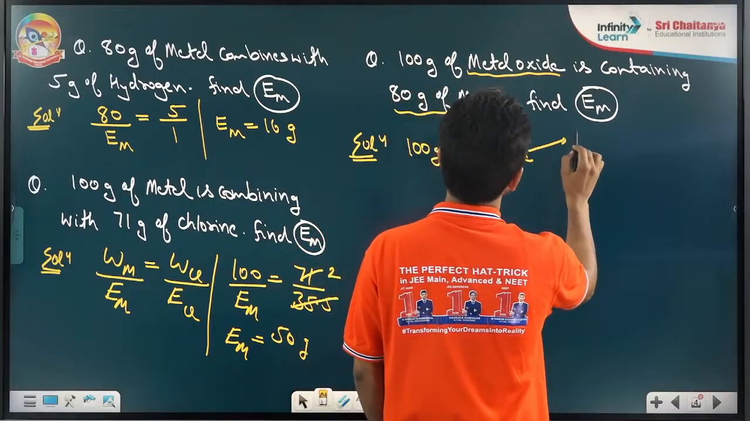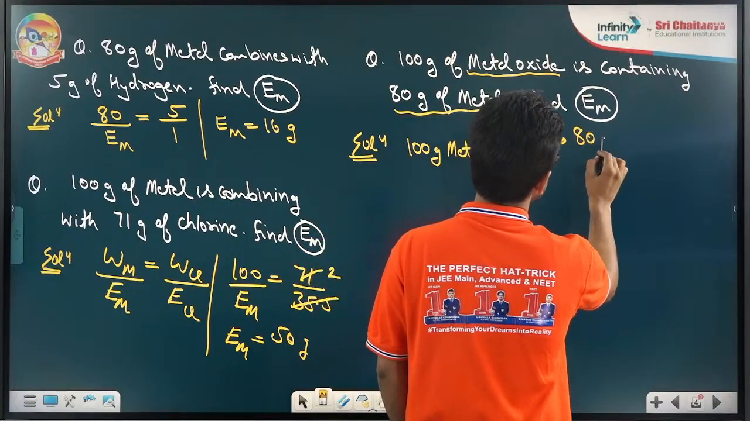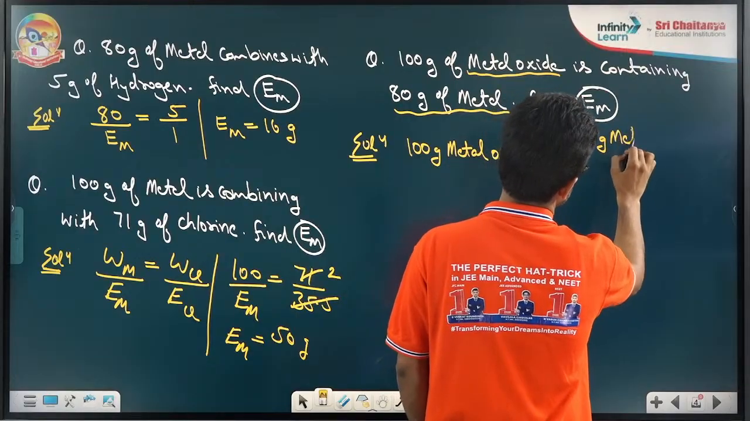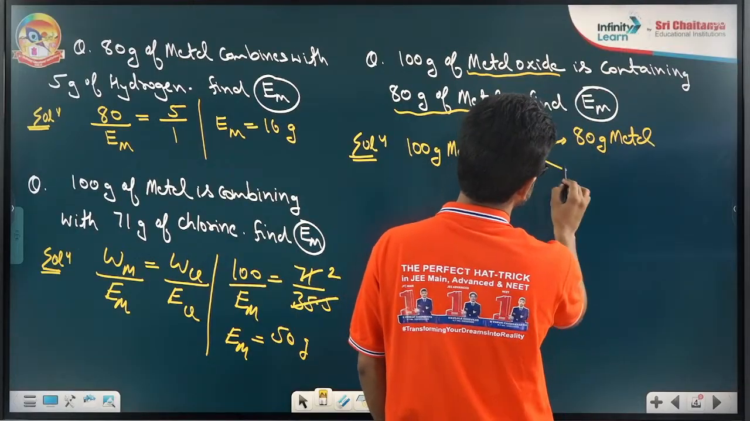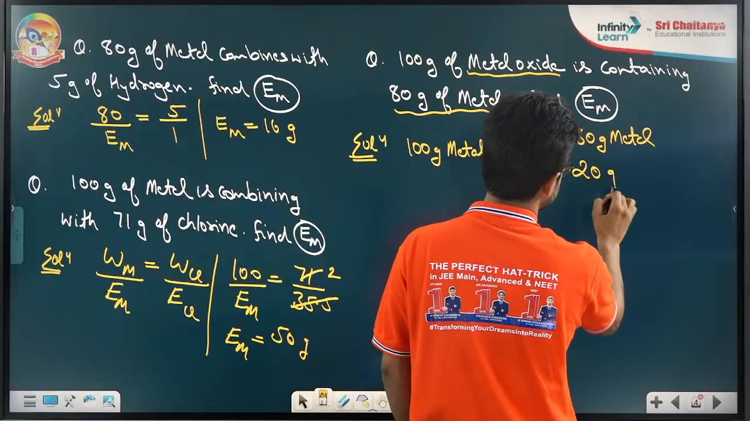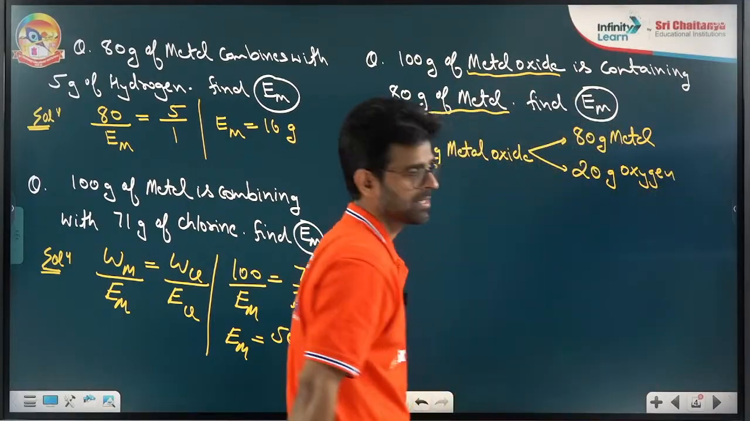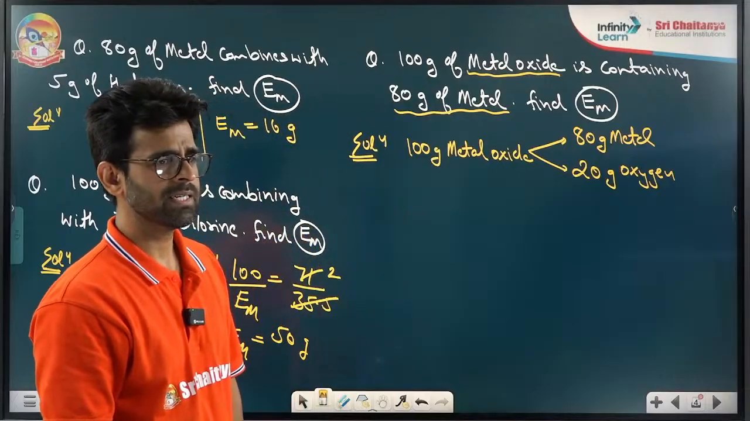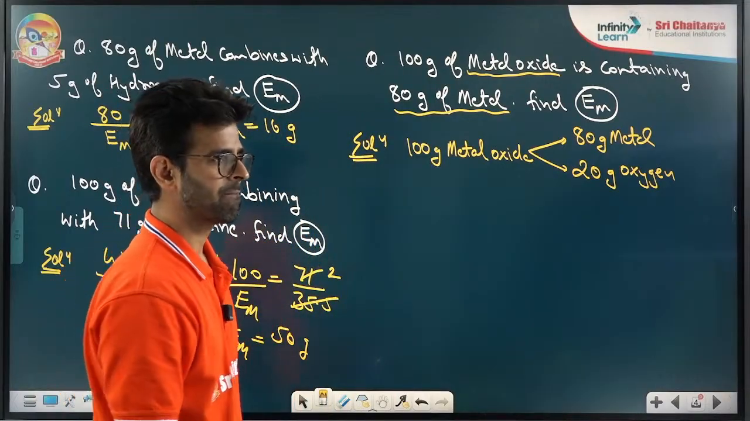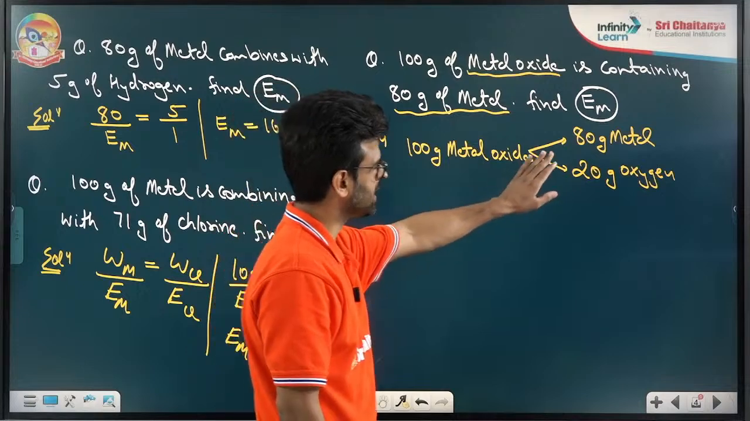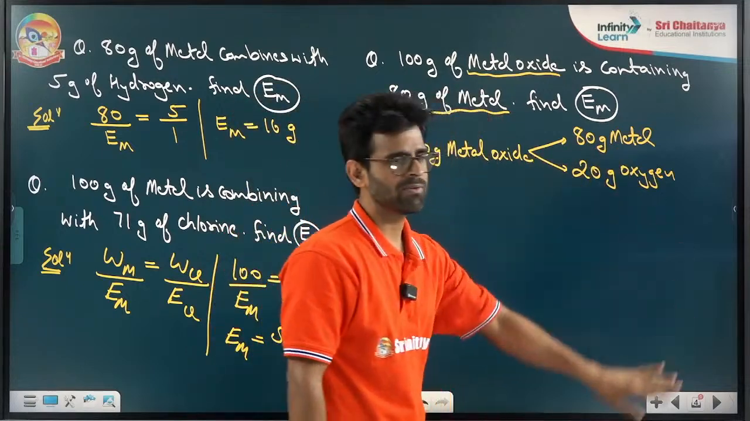In this case, we have 80 grams of metal, so definitely out of this, 20 gram is oxygen. Fine, right? Now you can apply the method. In 100 gram metal oxide, 80 gram is metal and 20 gram is oxygen.